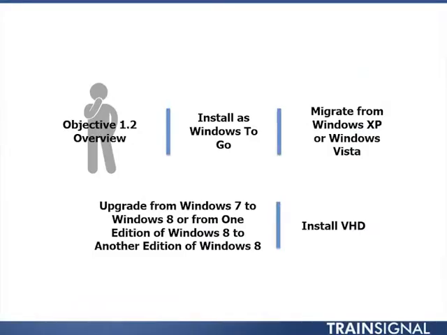This objective has 4 sub-objectives, and I'm not going to cover them in this order, but this is the official order. The first is install as Windows to Go. What this does is it lets you boot Windows 8 from a USB flash drive. It's really cool. You can take a custom build of Windows 8, which has all your custom apps and even virtual private network connections, plug it into any Windows 8 computer or any computer capable of running Windows 8, even if it has another operating system on it, and boot it from that flash drive, and then you have your own custom build there.